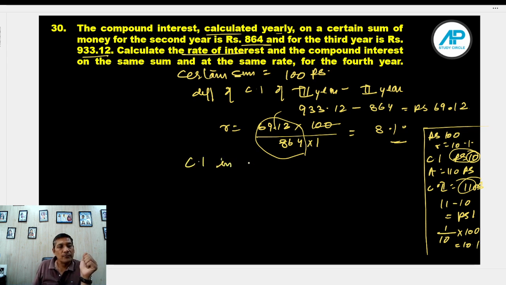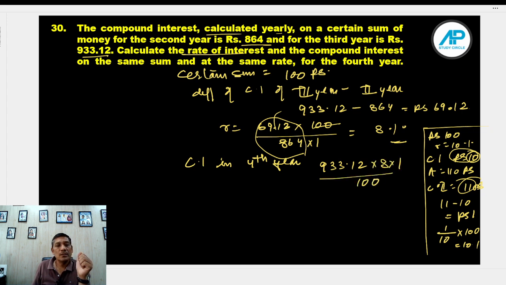So compound interest in fourth year: 933.12 into 8 into 1 upon 100. I simply calculate 933.12 into 8 and I got the value 74.6496. So this is the increase in the value of third year interest.